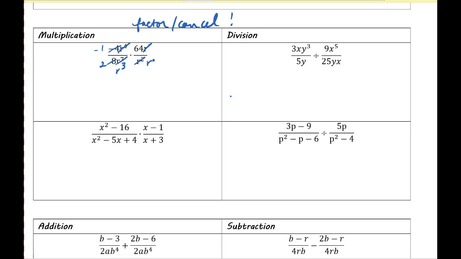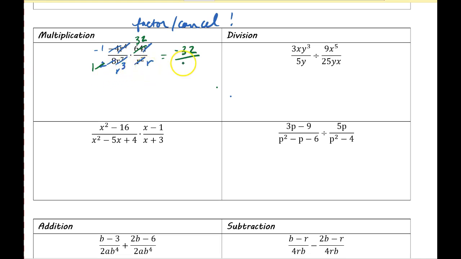And then I look for any other reducing that I can do diagonally. So for instance, this 2 and this 64, I'm going to reduce those as well. So here's my round 2 of reducing on the diagonal. 2 goes into itself once, 2 goes into 64 32 times. And now I've reduced everything I possibly can, and then and only then am I going to multiply. So top times top, bottom times bottom. So it's r to the 3rd times r.